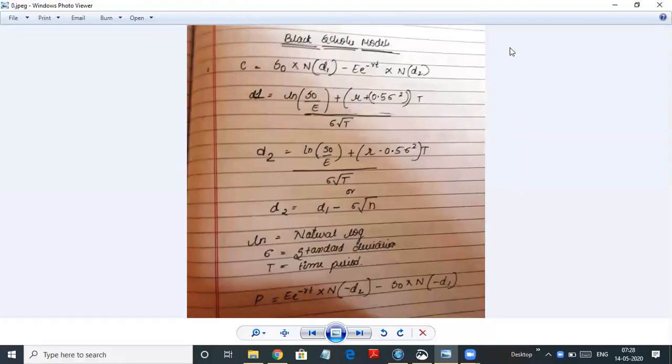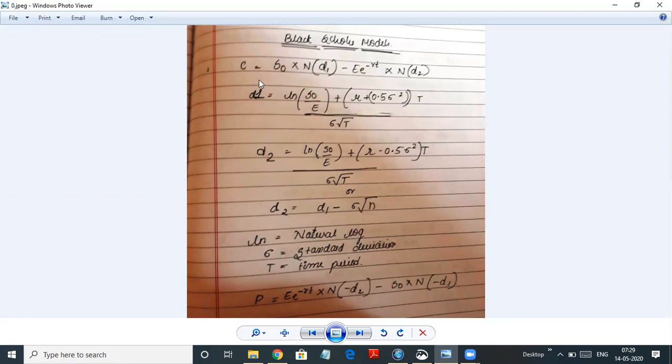Hello students, today we will do sums on the Black and Scholes model. We have done sums on the binomial model already. The binomial model follows binomial distribution and the Black and Scholes model follows normal distribution. The formulas for the Black and Scholes model are given here. It can find the value of a call option.